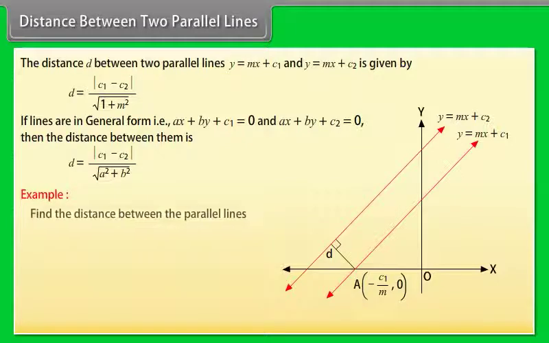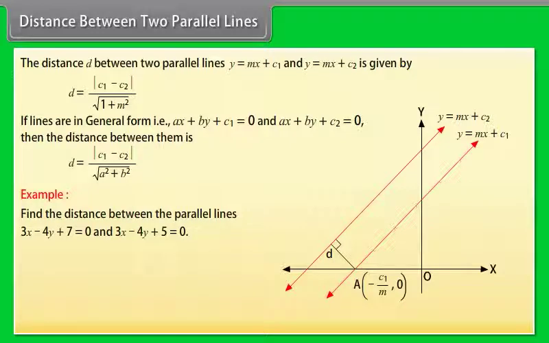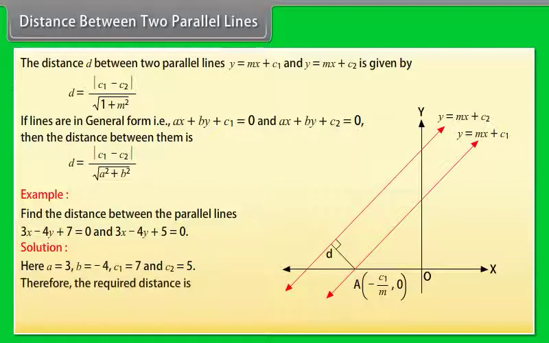Example. Find the distance between the parallel lines 3x - 4y + 7 = 0 and 3x - 4y + 5 = 0. Solution. Here a = 3, b = -4, c1 = 7 and c2 = 5. Therefore, the required distance is d = |7 - 5| / square root of (3² + (-4)²) = 2/5.